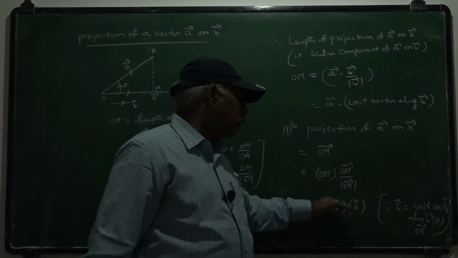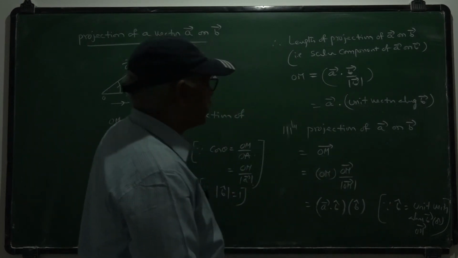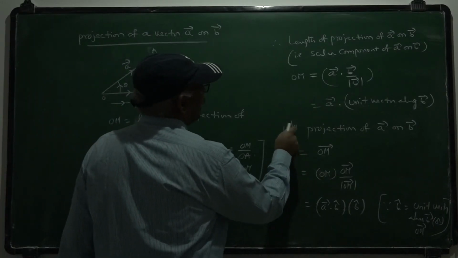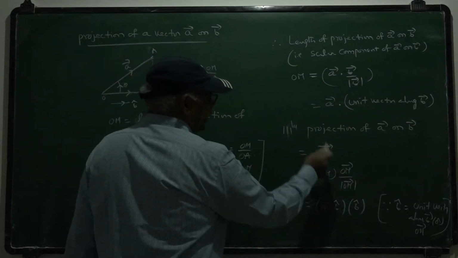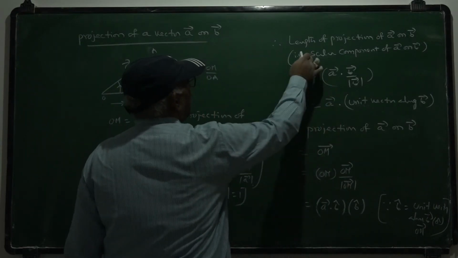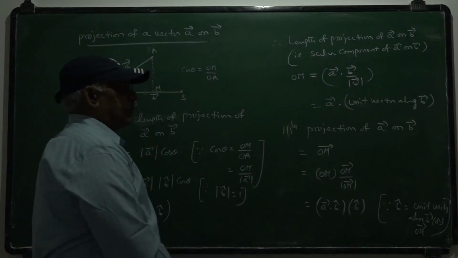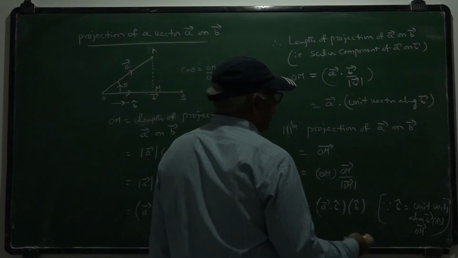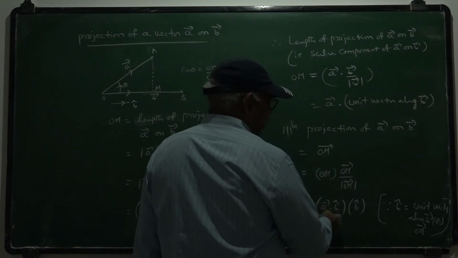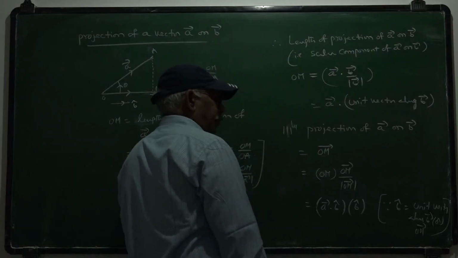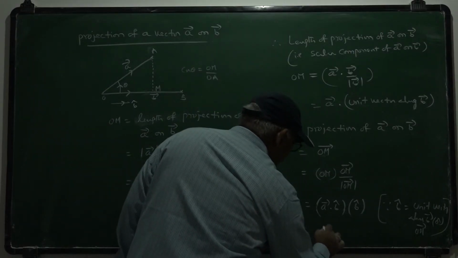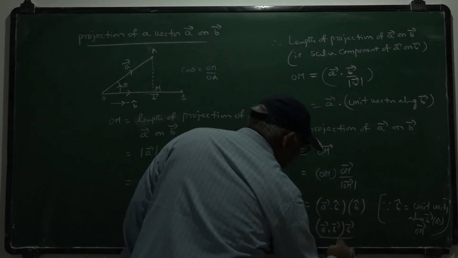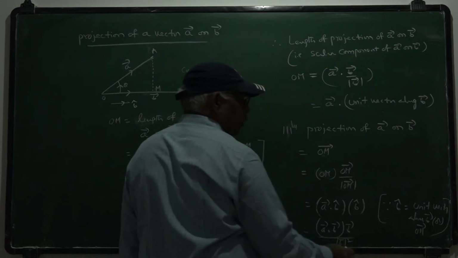So, A bar dot B cap multiplied by B cap gives us the projection of A bar on B bar. Here I am not using length. Projection means a vector, it is a vector. Length of the projection is a scalar. So, the projection of vector A bar on B bar is given by OM bar. That is A bar dot B cap multiplied by B cap, or A bar dot B bar multiplied by B bar by modulus of B bar square. This is our formula.